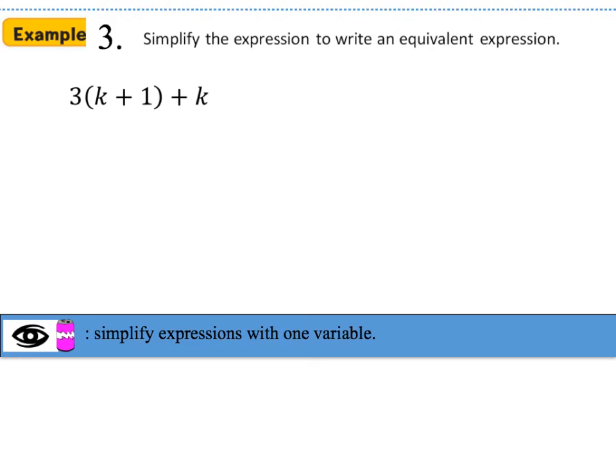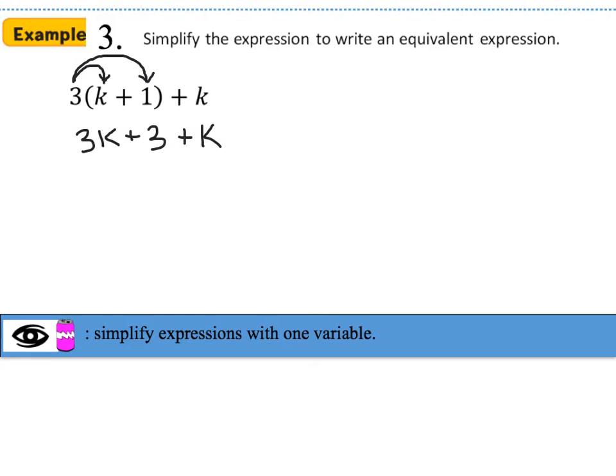So anytime you have parentheses like this, let's get rid of them using the distributive property. So I'm going to take the 3 and I'm going to distribute it to the k, and I get 3k. Let's take the 3 and let's distribute it to the 1, which is 3. So 3 times 1 is 3. And let's drop down the last k.